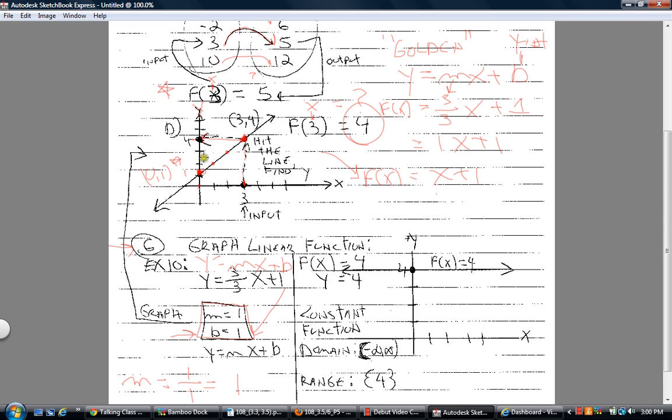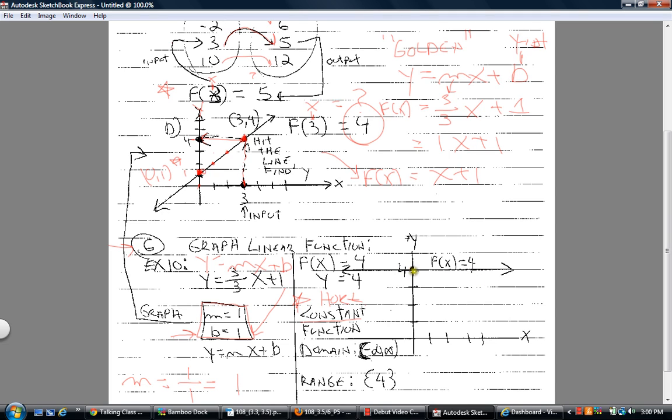The last thing that we want to cover here is a constant function. That's just a fancy name for a horizontal line. Constant meaning the range, the output is 4 all the way across. So let's look at this. They draw this line, and this is kind of cool. See if you can do this.